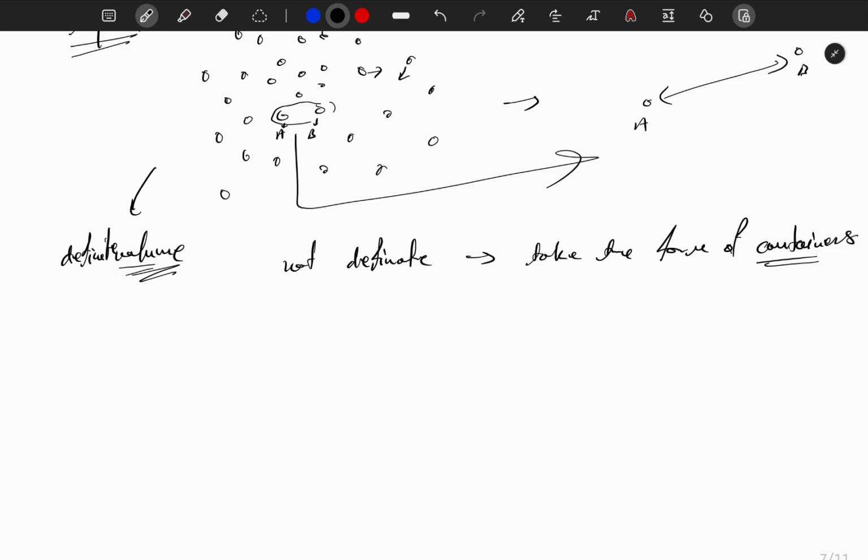Or if you pour the liquid into something else, it will take the shape of that. So not a definite shape. Okay, so these are liquids.